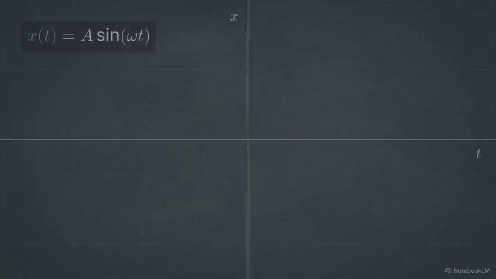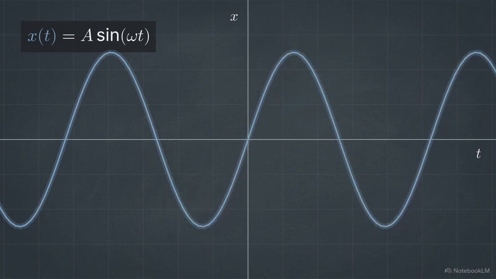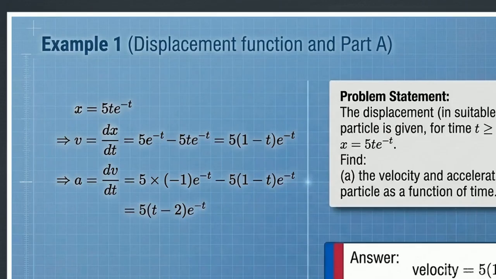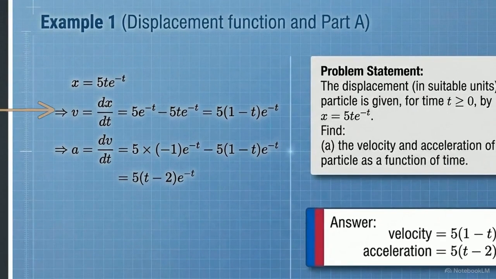We can apply these principles to a particle tracked by a continuous mathematical function. In this example, the displacement of the particle follows an exponential decay function. By applying the product rule, a calculus technique used to find the derivative of a product of two functions, we derive the velocity formula. Differentiating a second time yields the underlying acceleration formula.